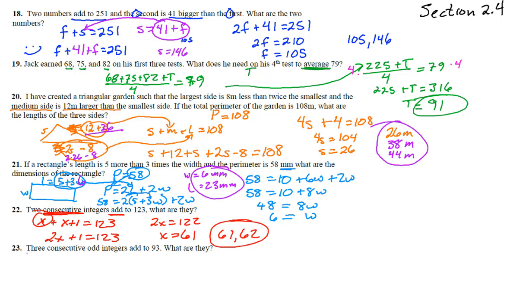Number 23, 3 consecutive odd integers. Now watch out for the odd. Again, consecutive helps us because we start with one of them, and since we're going consecutive odd integers, if this is an odd integer, the next odd one, we don't add 1, we've got to add 2. Because there's an even one. So if this is an odd number, we've got to skip the even one and go to x plus 2 is the next odd one. And then the next odd one would be 2 higher than that, or x plus 4.